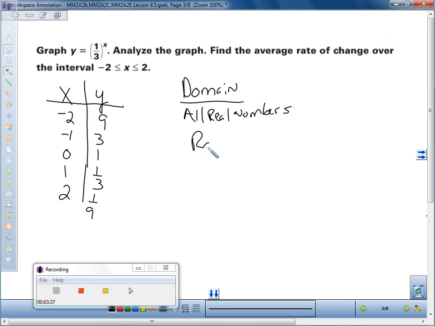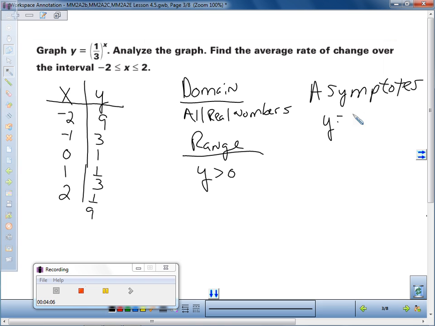Now our range is limited. Range: the lowest value that we can have with an exponential function, unless we've translated it, is going to be 0. So y has to be greater than 0. So that's our domain, that's our range. Now our asymptote is the line that it will not cross. In this case that's the x-axis, but we define that as y is equal to 0. So that's the line it won't cross.